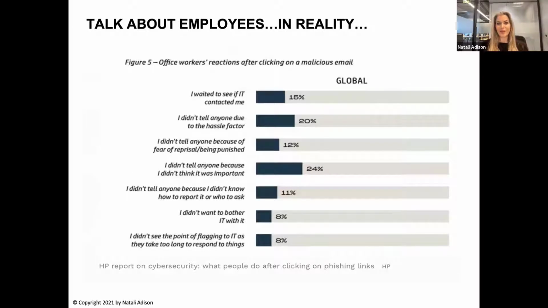Talking about employees, in reality, we see that very few employees feel free to report the fact that they have clicked on a malicious email. So why is that? First of all, employees do not want to be blamed. Second, maybe they just don't think that it's important enough and that it will lead to a breach. Third, they don't feel the need to bother their superiors with that fact, which is a shame.